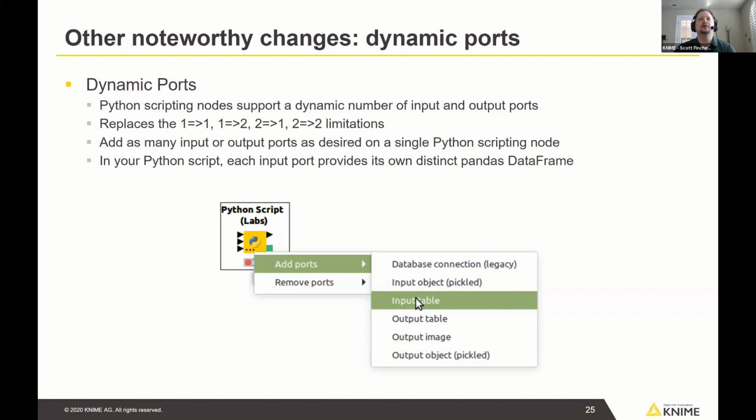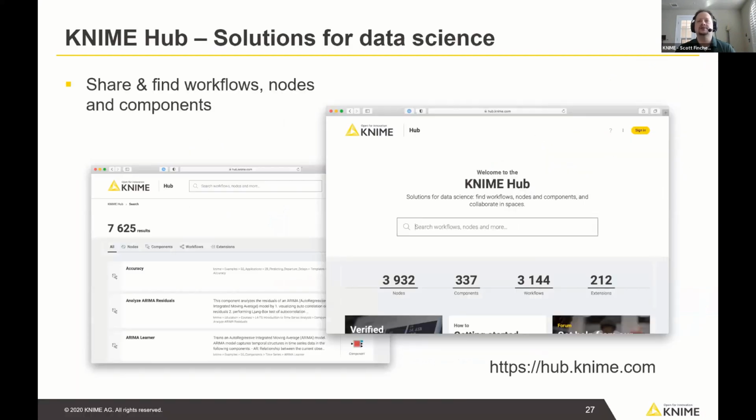So hopefully you've been using the Hub. We're really excited about it just as a way to be able to share workflows, components, nodes. You can go out and grab extensions really easily just by searching for what you need and dragging and dropping it into your workspace. So if you haven't checked it out, I would encourage you to right now at hub.knime.com. There's a lot of cool stuff available there.